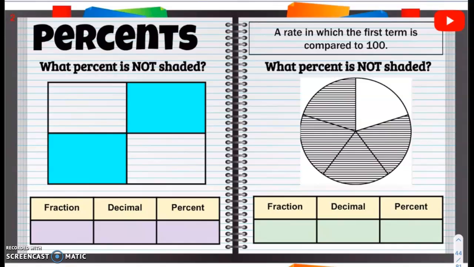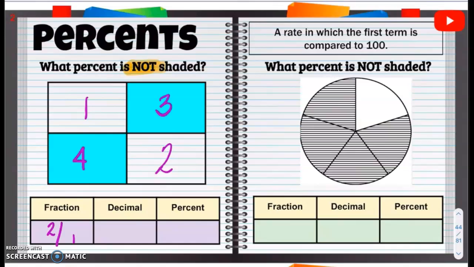January 13th, 2021, percent. So again, what percent is not shaded? So we're going to take a look. What percent is not shaded? So we have 1, 2 that are not shaded. So we have 2 that are unshaded out of 3 and 4.